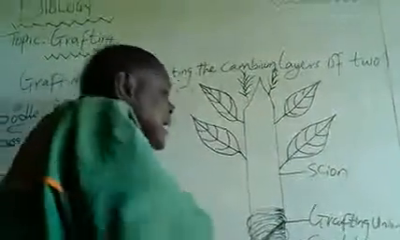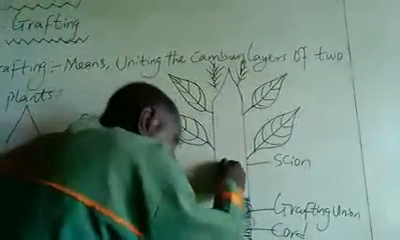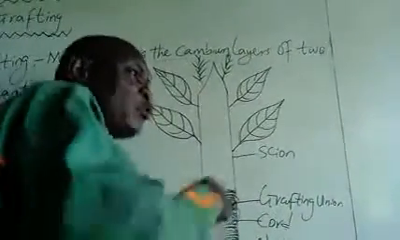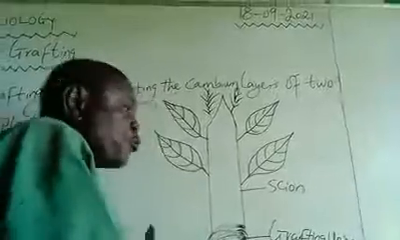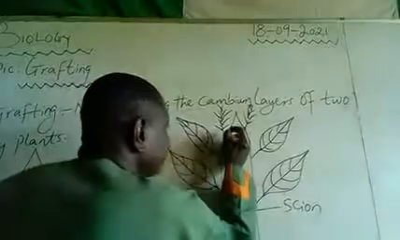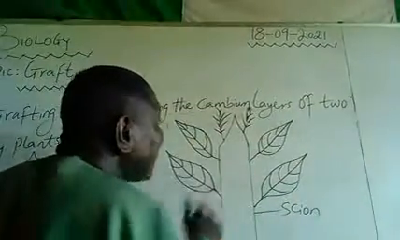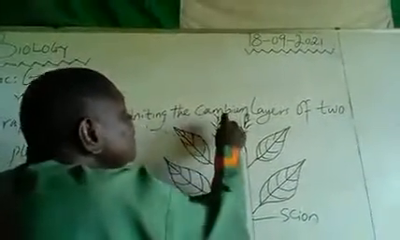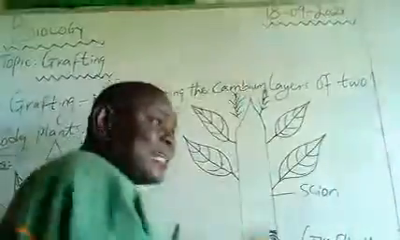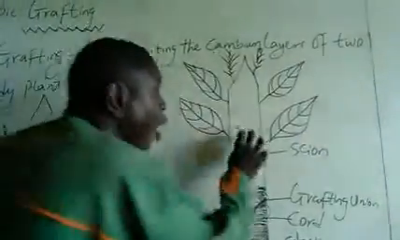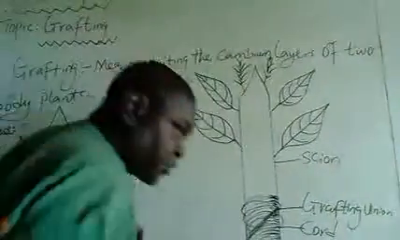When the cambium layers of the scion and the stalk are in intimate contact, the tissues, the xylems, will grow together. Keep on checking. After a while, you will be seeing new leaves coming out. When that is observed, it means the operation is successful.